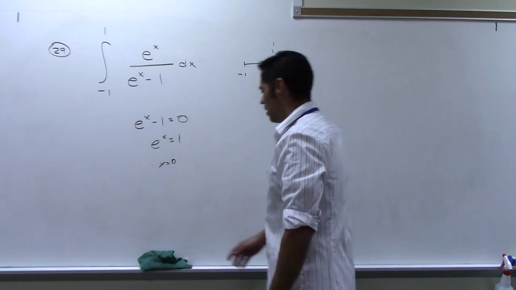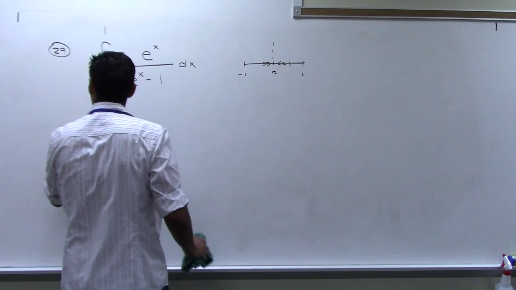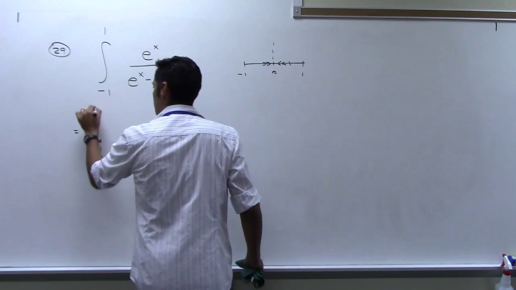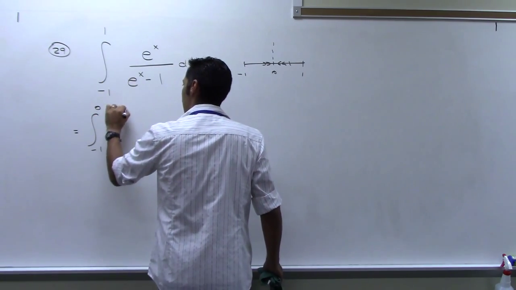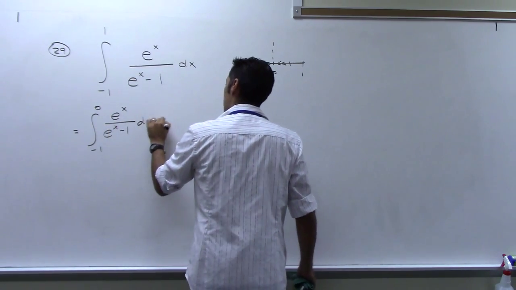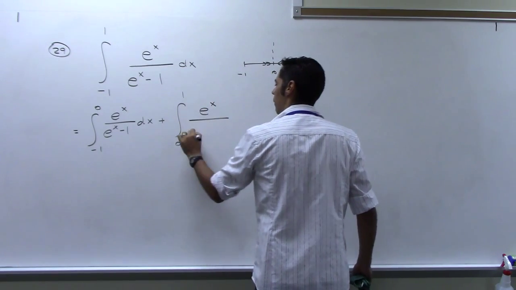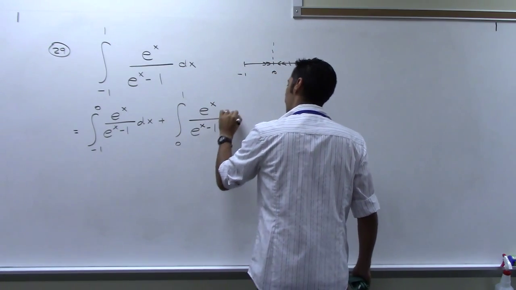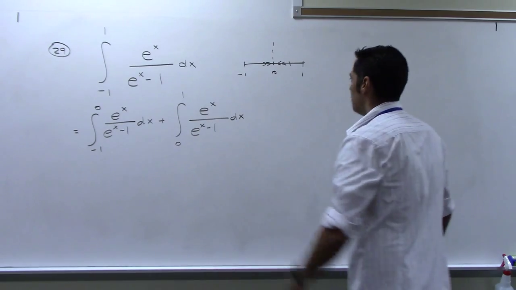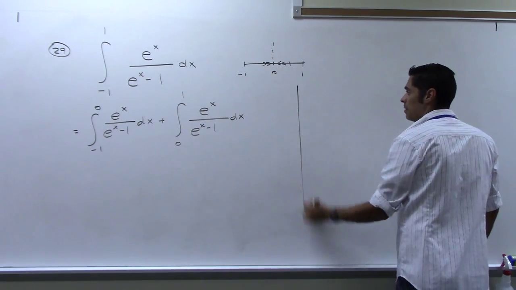So I have to break this up into two integrals. So it'll be integral from -1 to 0 first, and then the integral from 0 to 1. And then I'll have to put the limits in there. But before I do that, let me integrate this.